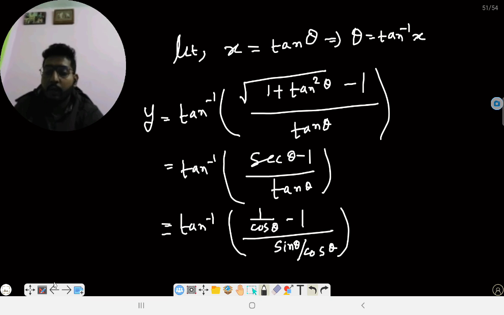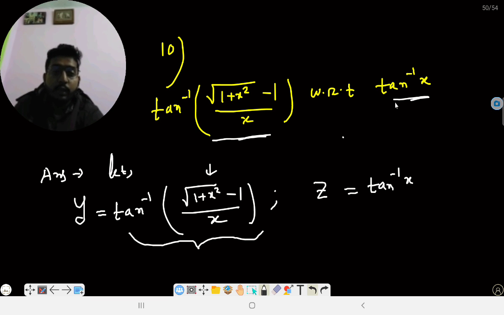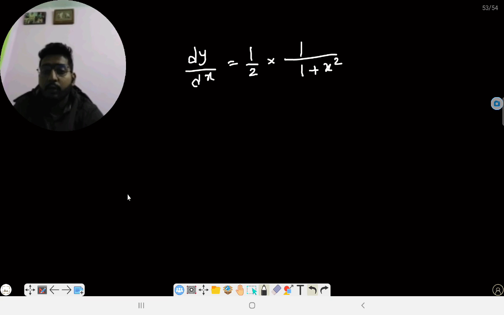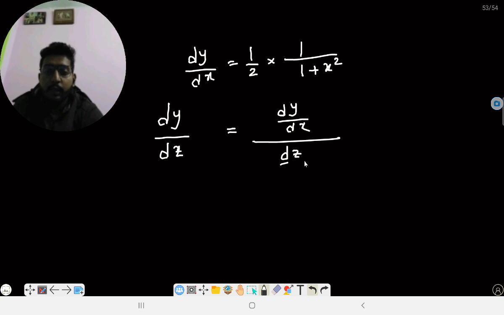And now look here, the next function is tan inverse x. So this is easy, we let this one as z. So what is dz/dx? From here we can write dz/dx is 1 by 1 plus x square. Then now we have to find the differentiation of this one with respect to this one. That means we have to find dy/dz, and what is dy/dz? From here we can write dy/dx by dz/dx.